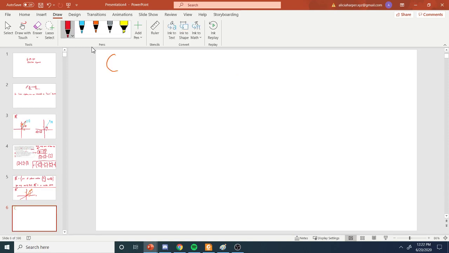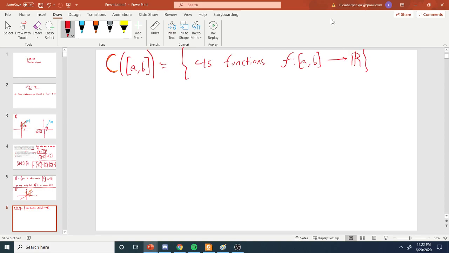We're going to look at the set of continuous functions on an interval AB. So this will be continuous functions f from the interval AB to the real numbers. So this turns out to be a vector space. So that's my claim.